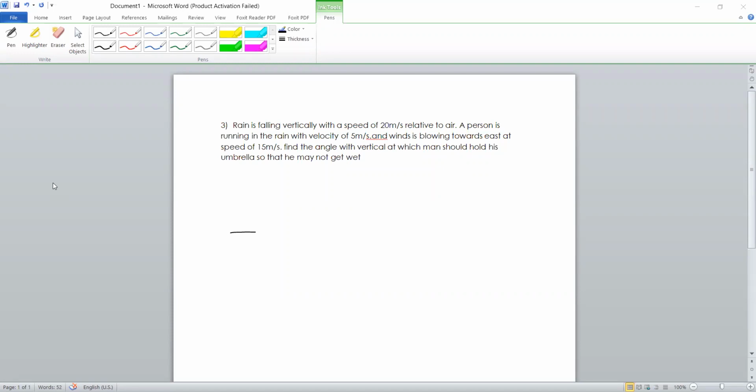In this particular session, we are going to take up a problem from our DPP, and the problem is based on relative velocity. The problem is right before you, and it is a rain and man problem, where a man is running in rain and a wind is also blowing. So we have been asked in what direction the man should hold his umbrella so that he may not get wet. So let us see the approach for this particular problem.